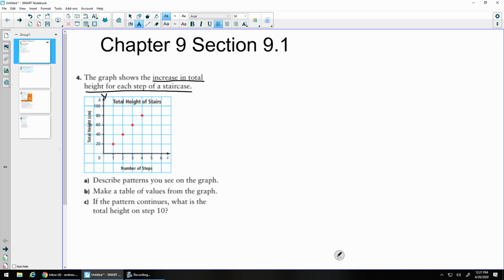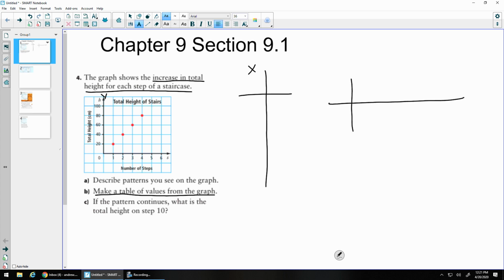Okay, let's make a table of values from the graph. So for B, we're making a table of values. This is remembering back to last year. We could make a table of values, because the table of values really shows unit pairs, so X and Y together. We always have X on the left side. We could also draw our table of values going horizontally, in which case we'd have X at the top, and then Y is next. So Y is either on the right or the bottom.